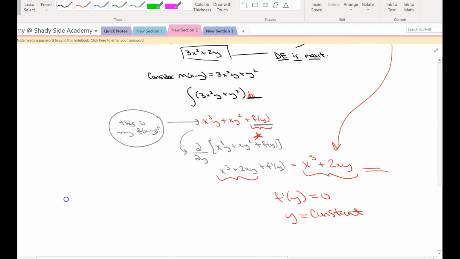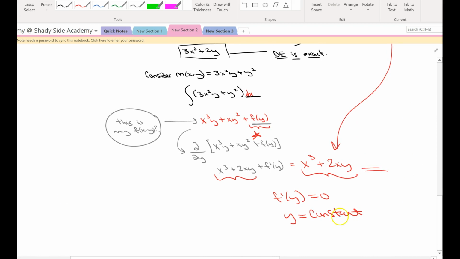All right, so y is a constant, like a traditional constant, a number. We have to go back and figure out where is f of xy. Here it is, right? We left f of xy here. So at the end of the day, f of xy equals x cubed y plus xy squared plus some constant c1.